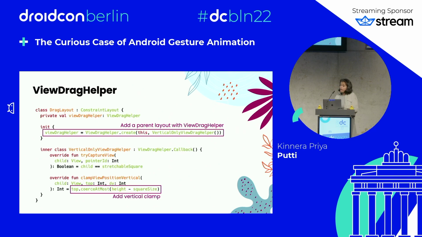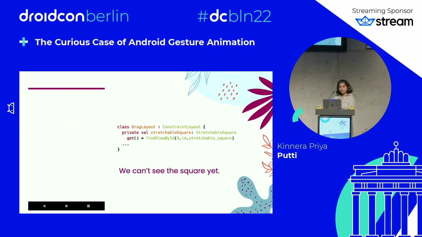What happens when we're already clicking on the view? It doesn't actually access tryCaptureView anymore. It automatically results in true without consulting the callback. And we're going to use this incredibly useful function called clampViewPositionVertical. I'm doing nothing else but telling Android what kind of range I want the square to be moving in. So this is working.